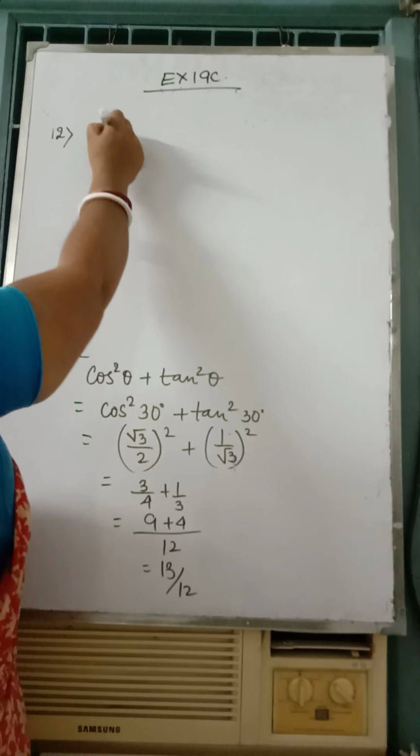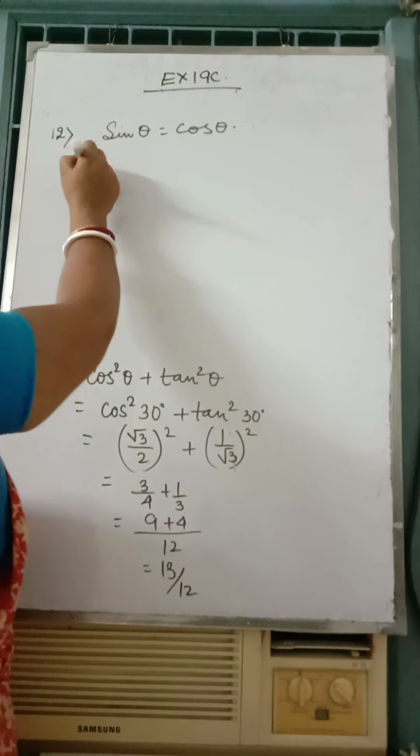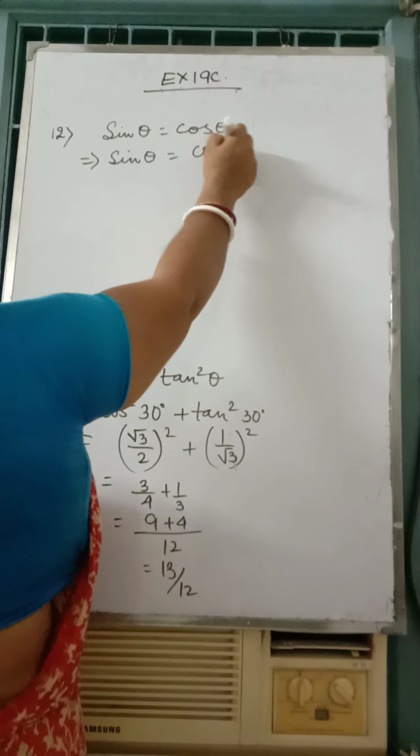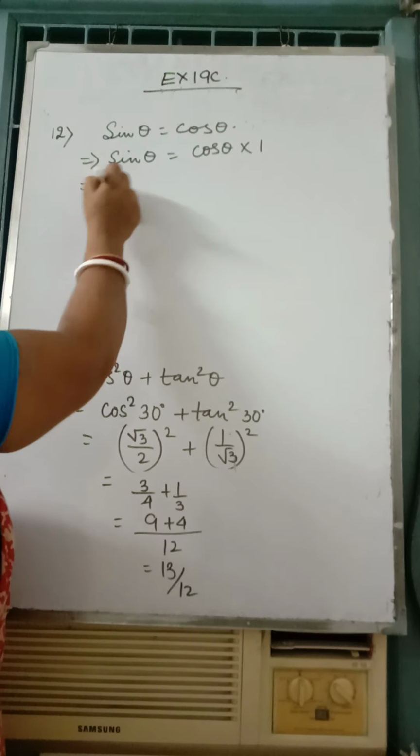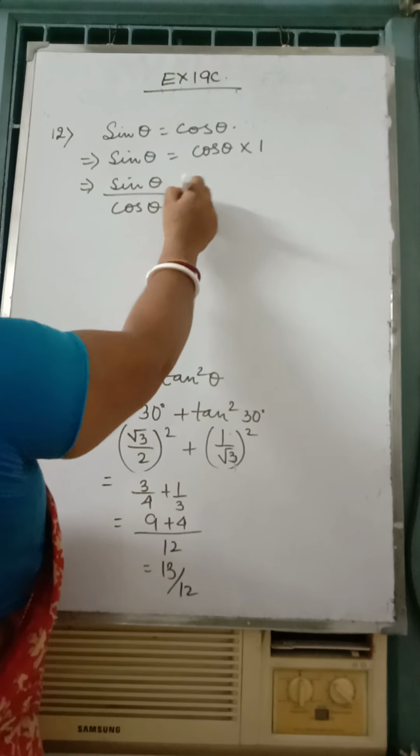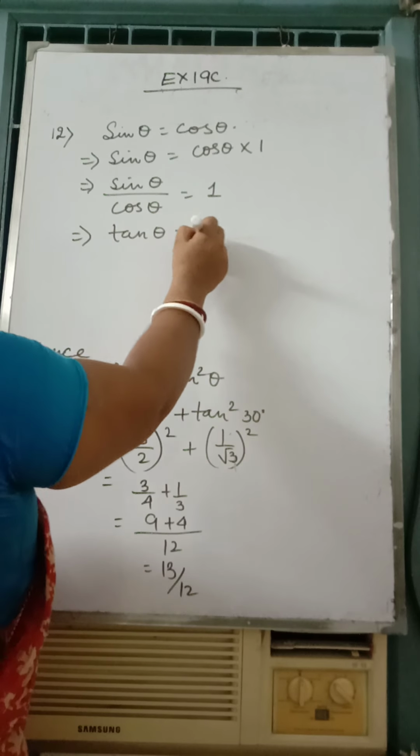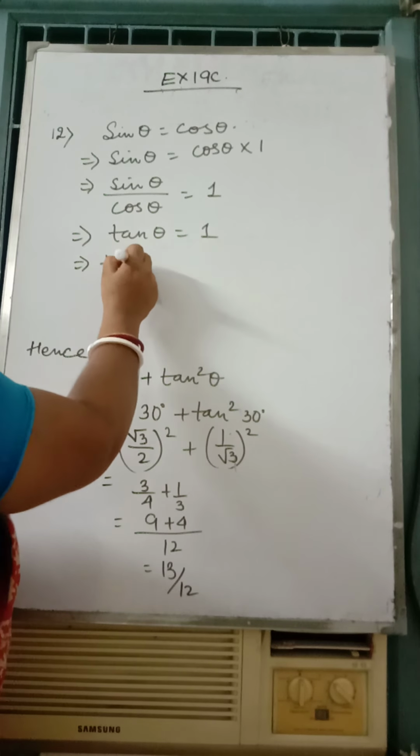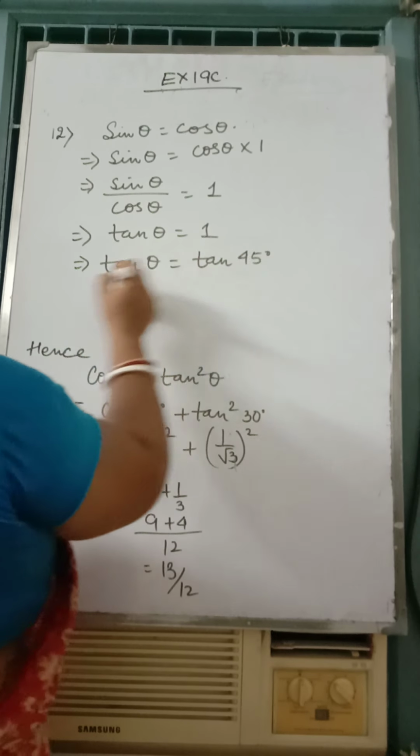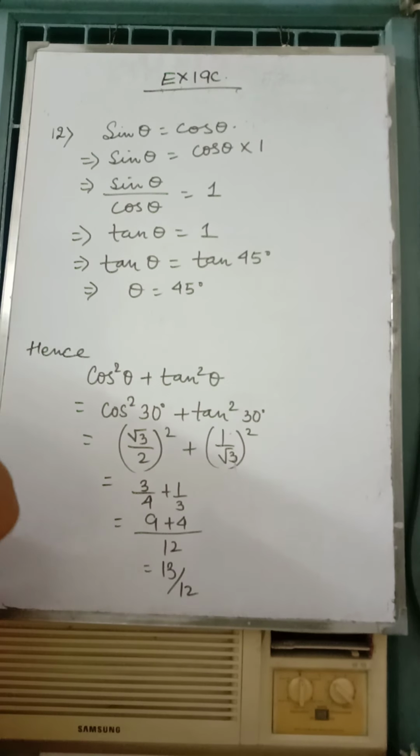It says sin theta is equal to cos theta, or we can write it sin theta is equal to cos theta into 1, or sin theta by cos theta is equal to 1, or tan theta is equal to 1, or tan theta is equal to tan 45 degree, or theta is equal to 45 degree. The value of theta we found.